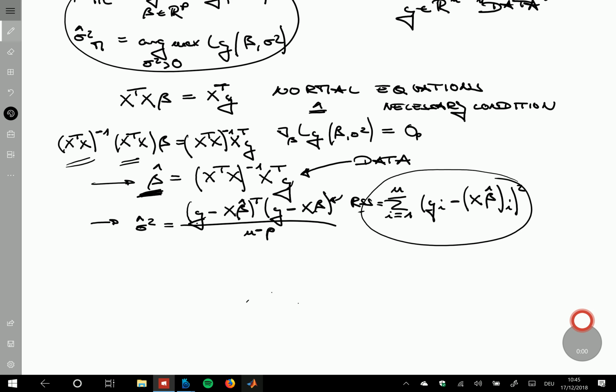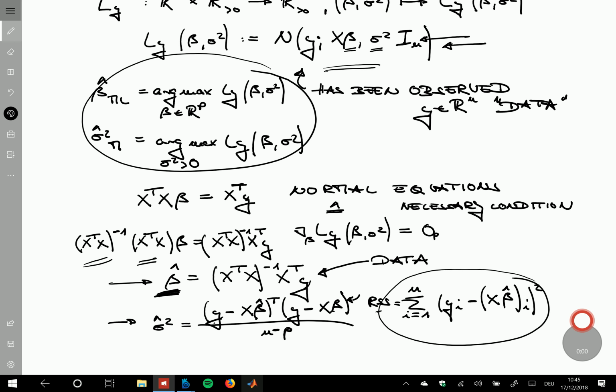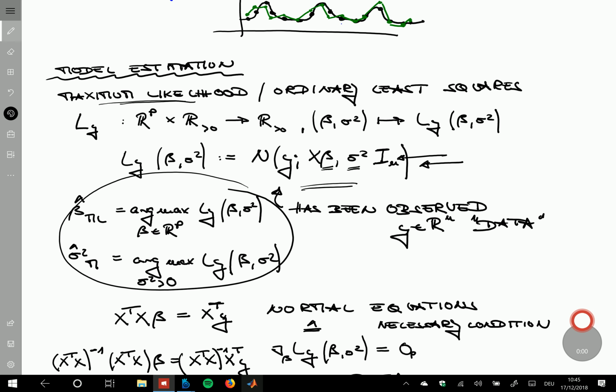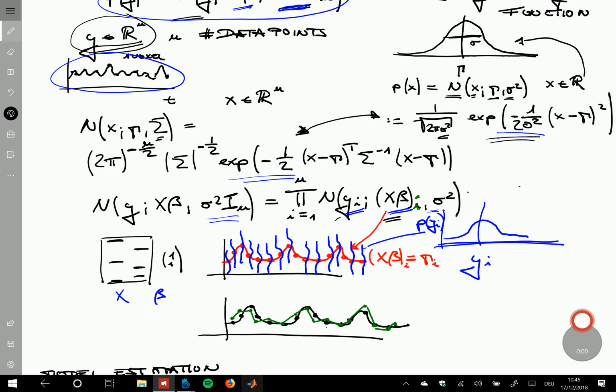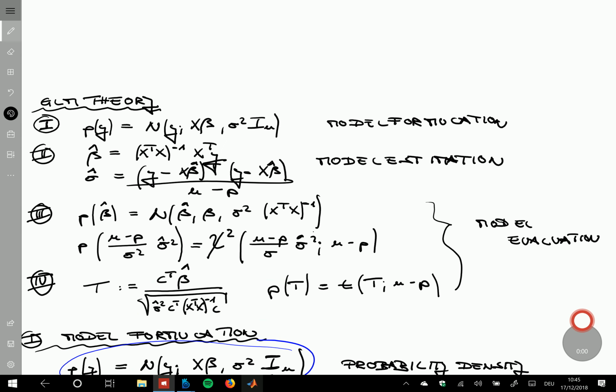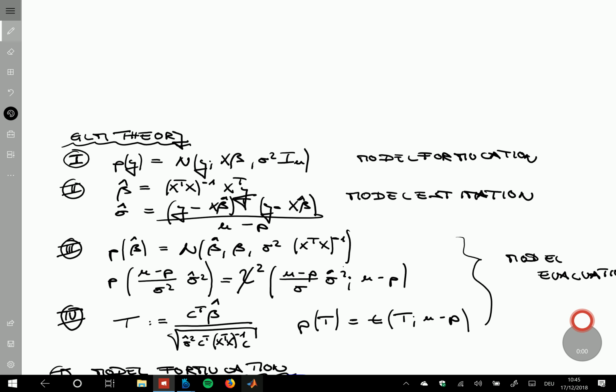Of course, one can also do this a lot slower, and you will find lectures on YouTube that go about this a lot slower. But essentially, these are these two steps, model formulation and model estimation, in a nutshell.